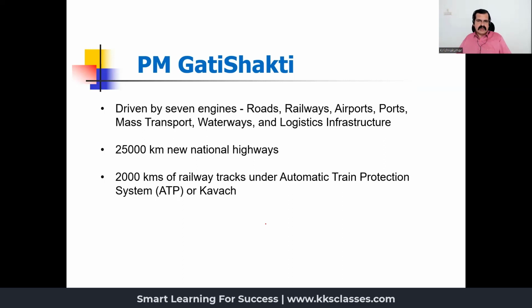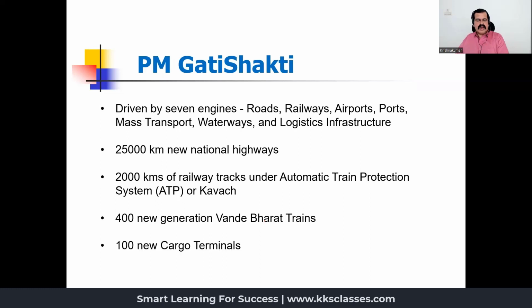That is a protective system where the automatic signaling switches off in case there is an obstruction on the track, so that any kind of derailment or collision or any other accidents can be avoided. 400 new generation Vande Bharat trains will be brought in over the next 3 years. 100 new cargo terminals would also be set up over the next 3 years.